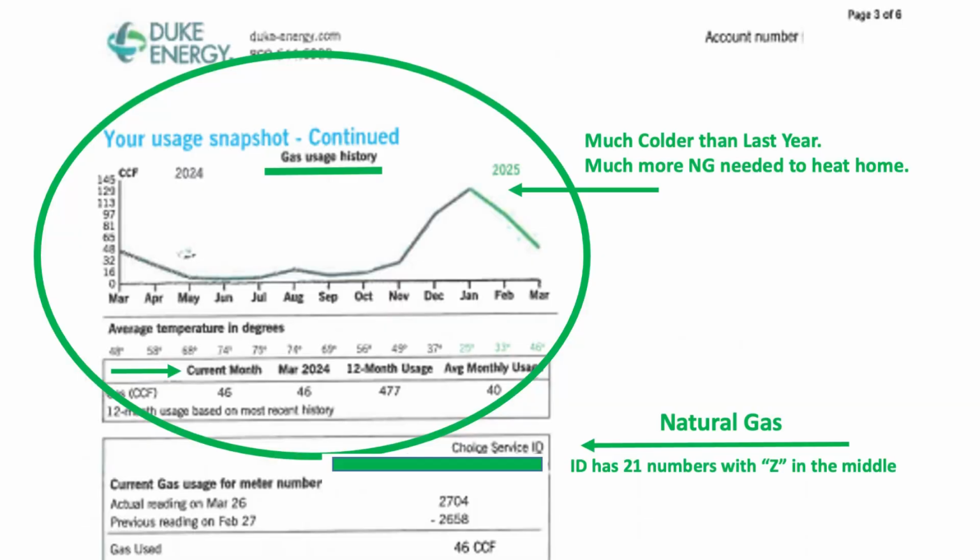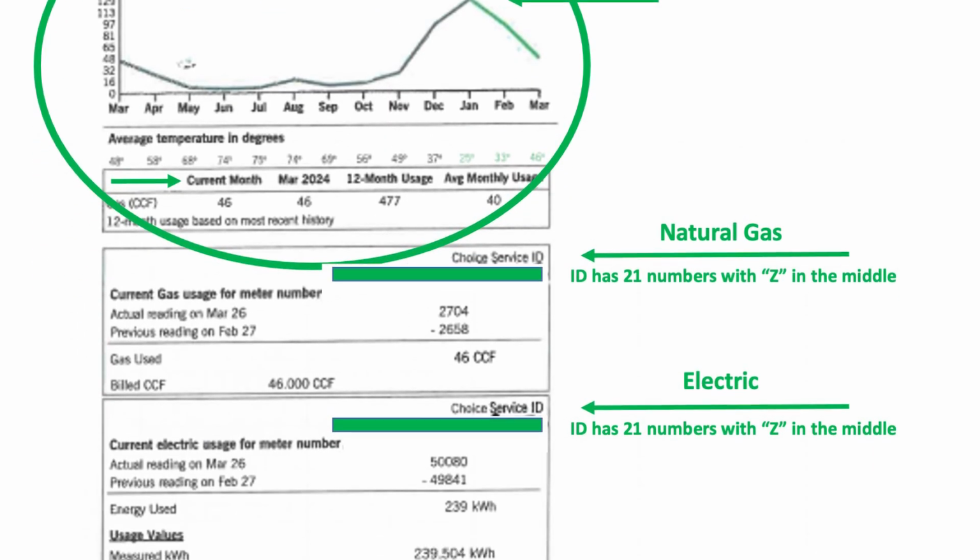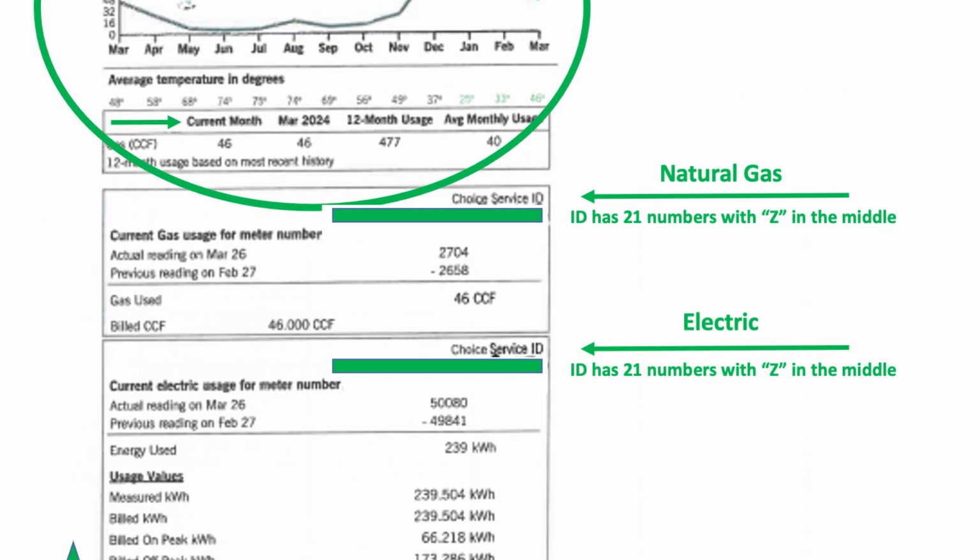Now we were talking about the choice service ID number. If you look right below the big circle on our page 3, you'll see it. For natural gas, we blanked it out. It's a dark green rectangle. It has 21 numbers and has a Z in the middle of it. The same thing for electric. That's where you find your choice service ID number. So you're seeing on your screen just a green rectangle. That green rectangle is where the choice service ID goes.